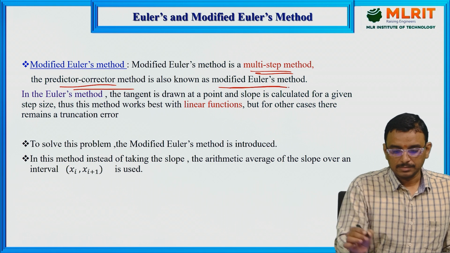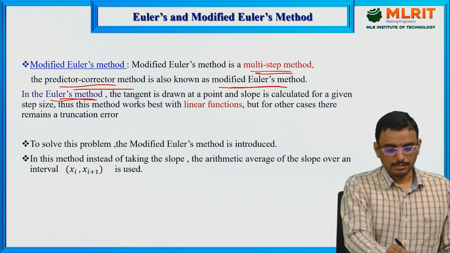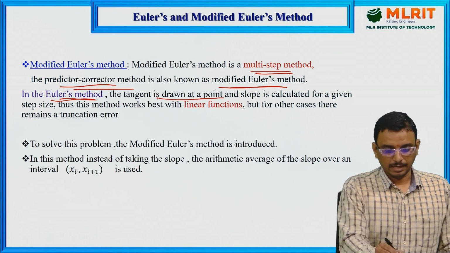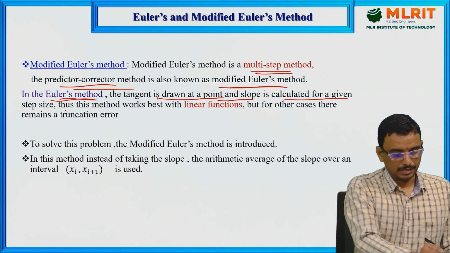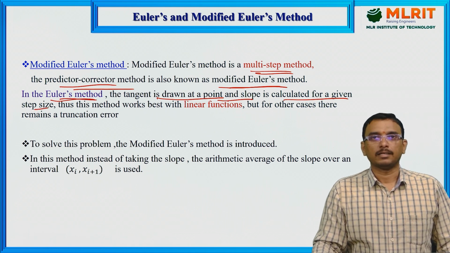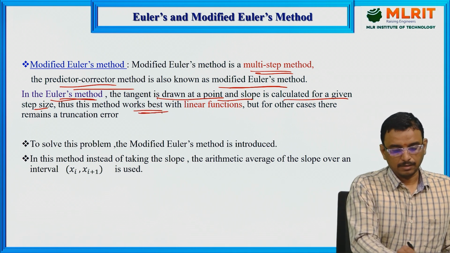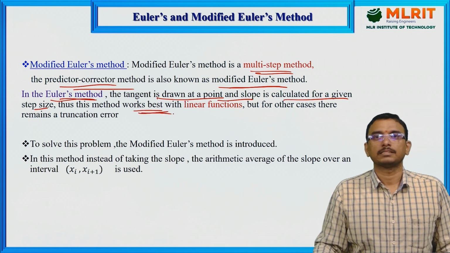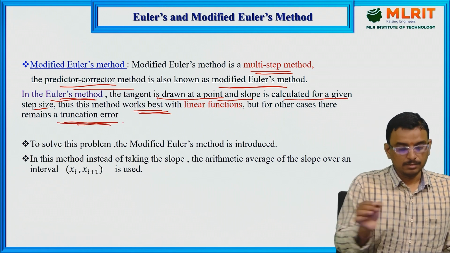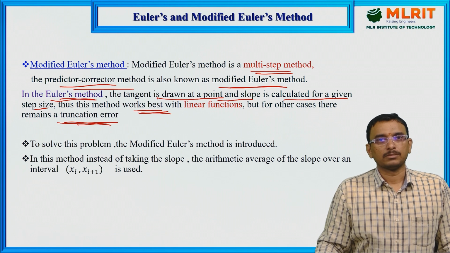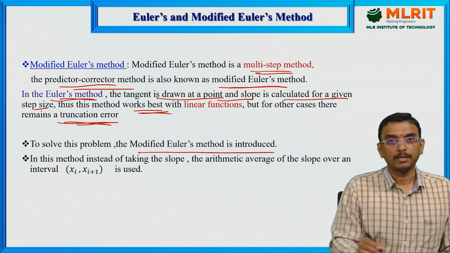So in Euler's method, the tangent is drawn at a point and the slope is calculated in the given step size. The tangent is drawn at a given point and the slope is calculated at a given step size. So this method works only for linear functions, whereas in other cases there remains a truncation error. So to avoid this problem, we can go with the modified Euler's method. So the modified Euler's method can be introduced here.